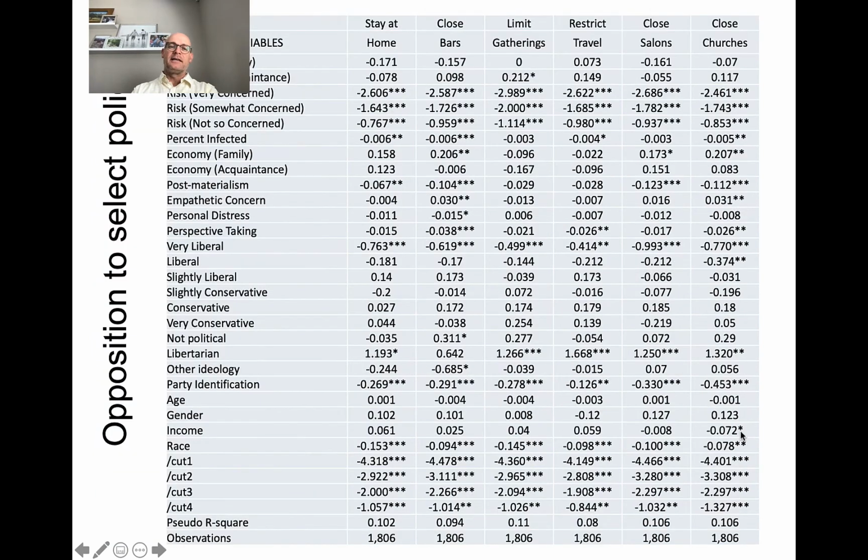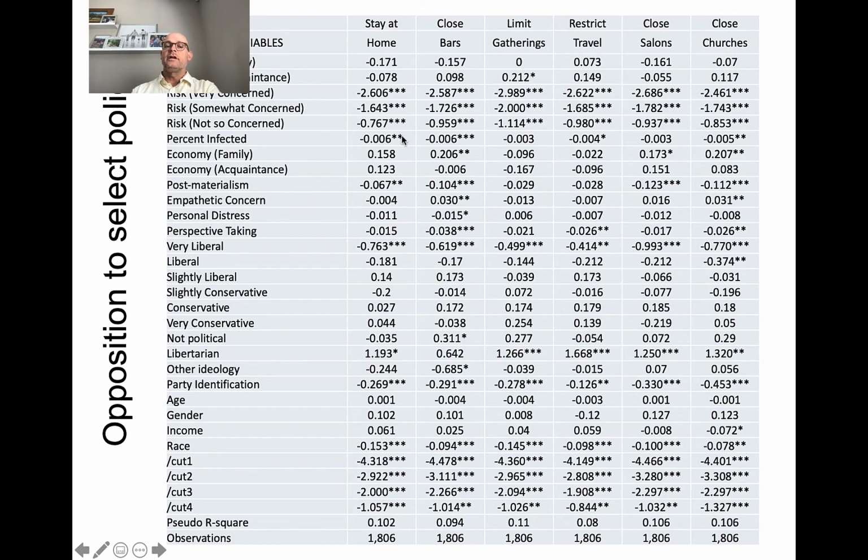All right, then we ask them how strongly they would oppose certain types of policies. How strongly do you oppose stay-at-home orders, closed bars, limiting gatherings, restricting travel, closing salons, closing churches? And once again, looking at infections, whether or not their family had been affected, or whether it was just based on risk. Risk perception all across the board, whether or not people perceived it as risky, was a primary determinant of whether or not they opposed these policies.